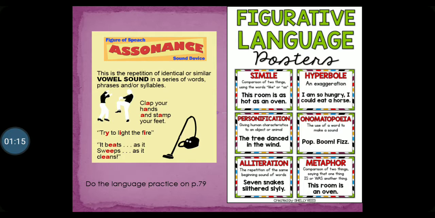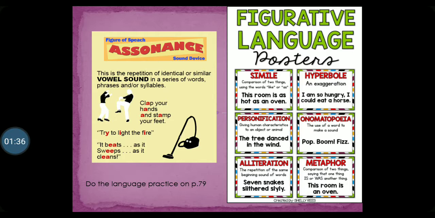Then we're going to have a look at similes. Now, a simile is a comparison of two things using the words like or as. So, for example, this room is as hot as an oven. So, anything where two things are compared and there is a like or an as, it is a simile.